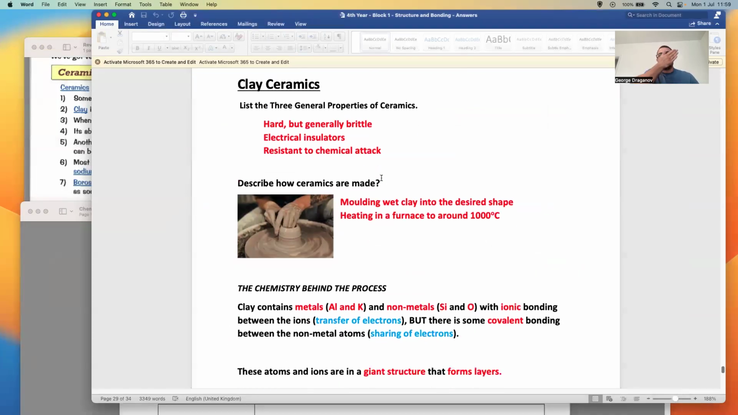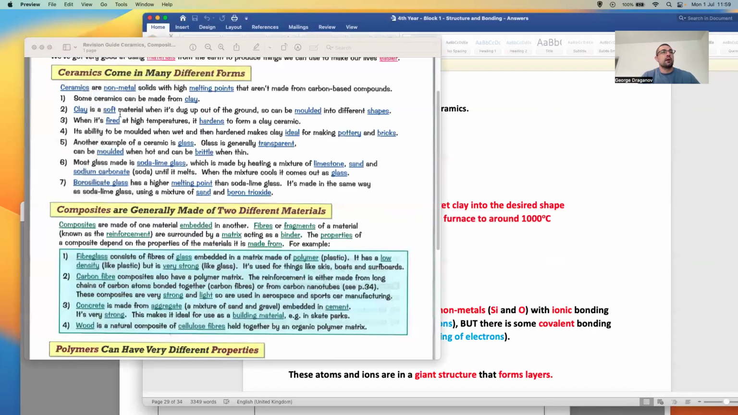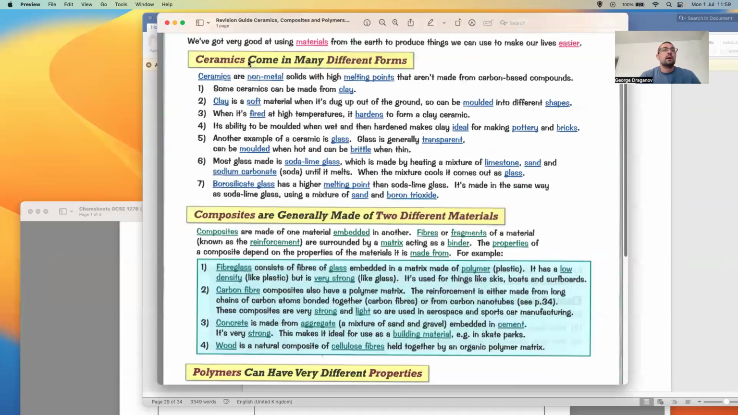So let's have a look at clay ceramics. Side note on clay. This is the revision guide. I'll attach all these documents. Ceramics are non-metal solids with high melting points that are not made from carbon-based compounds. Clay is a soft material dug out of the ground and can be molded into a different shape. So you fire it at a very high temperature and let it harden to form a clay ceramic. You use it for pottery and bricks.